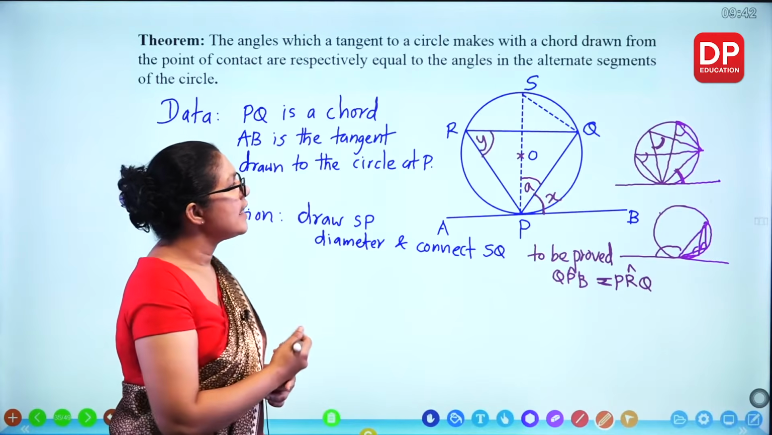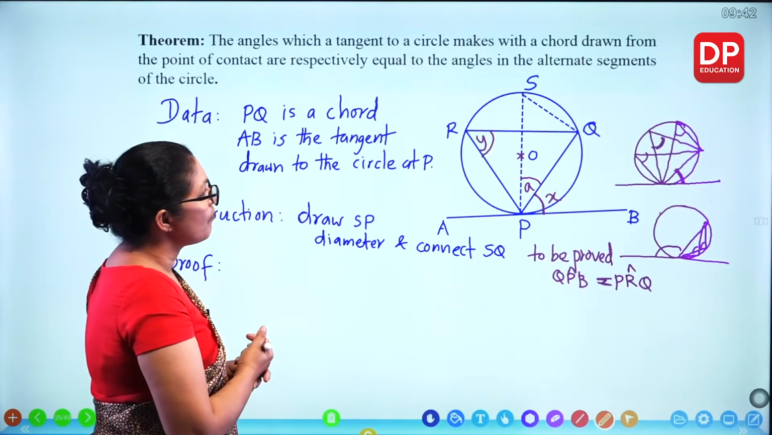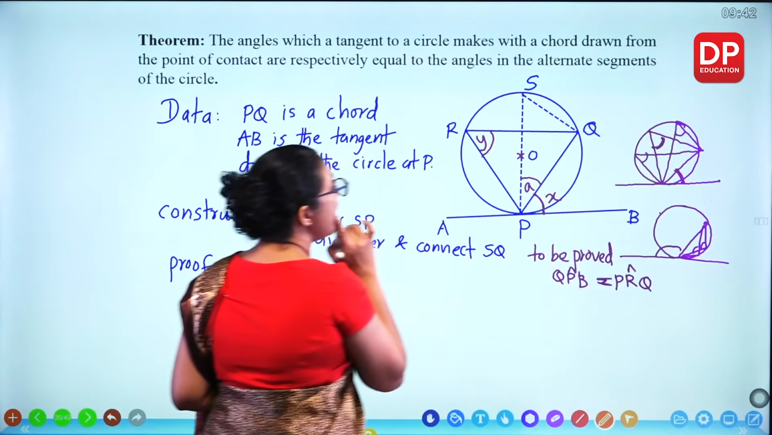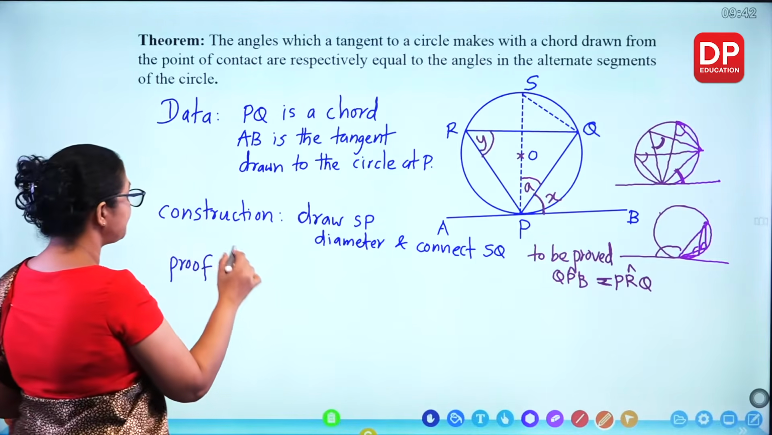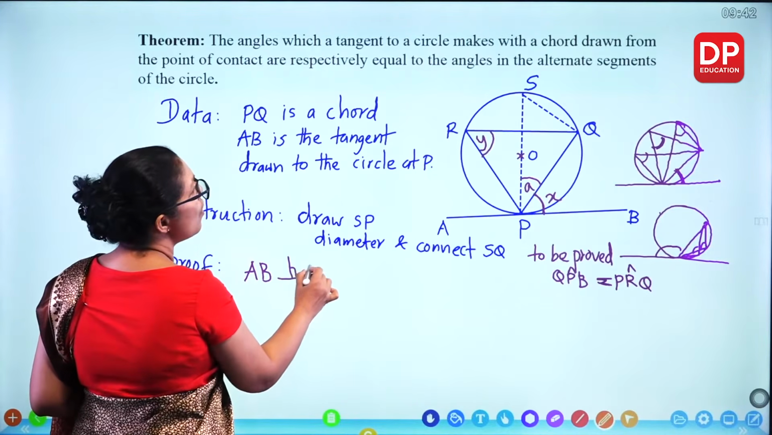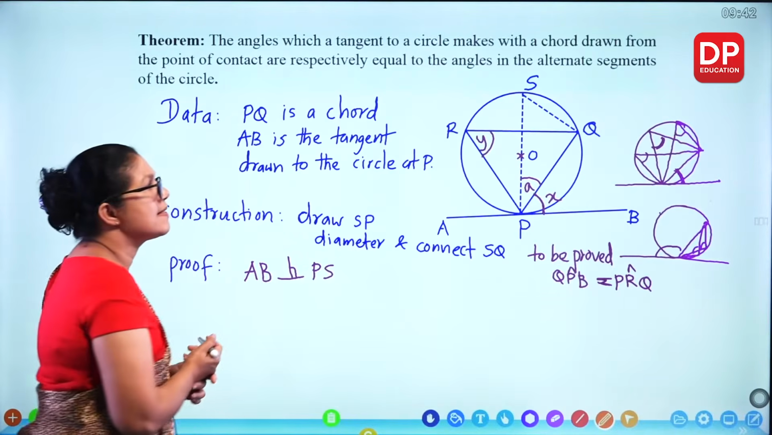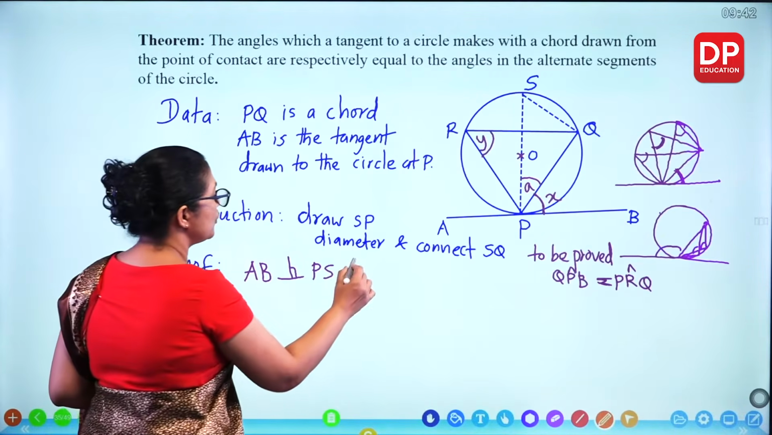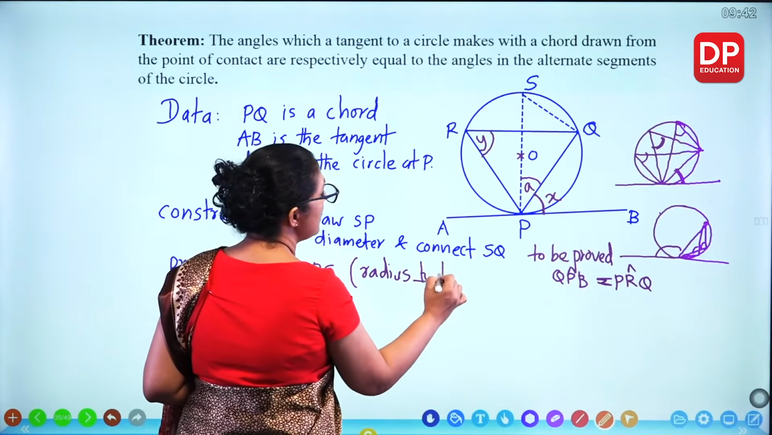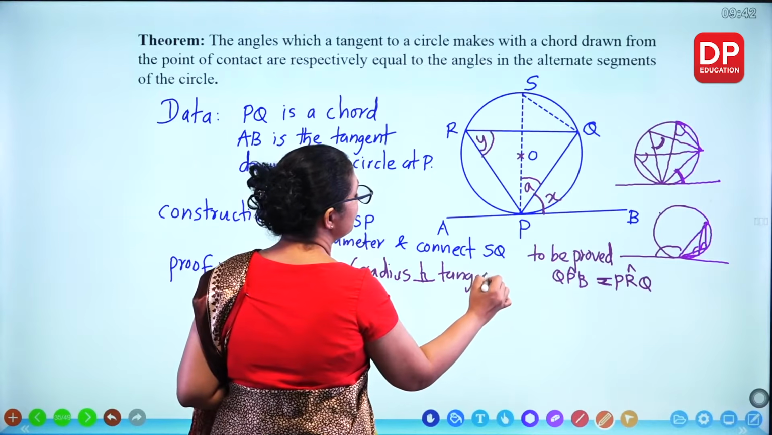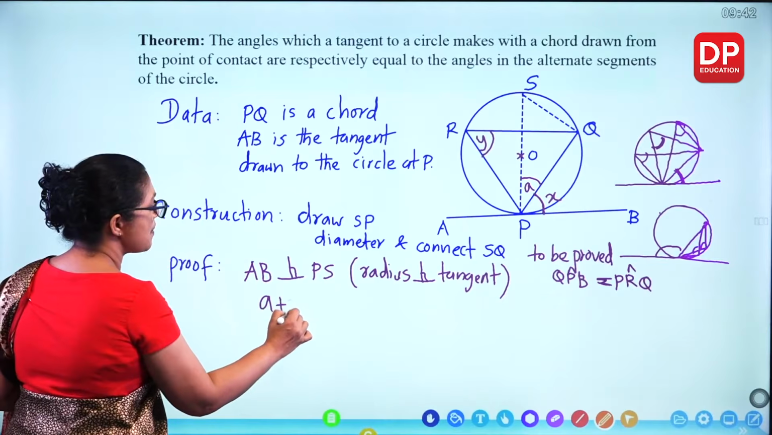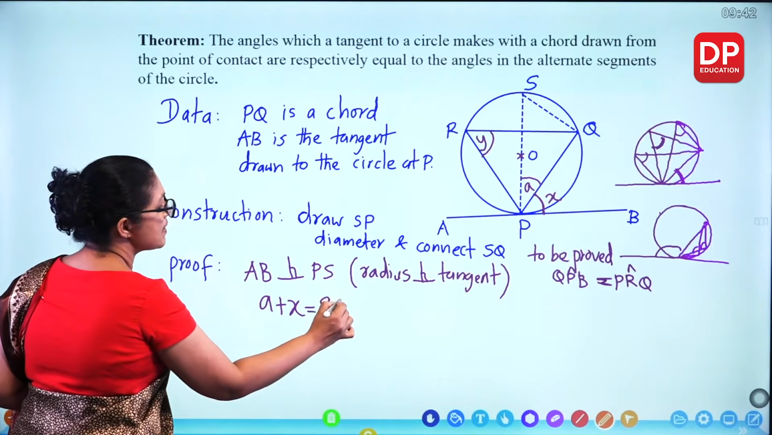So we need to show that X equals Y. What do you know about the SP and the PB line? AB tangent is perpendicular to PS line because PS is the diameter. So radius is perpendicular to the tangent. Then A plus X becomes 90 degrees.